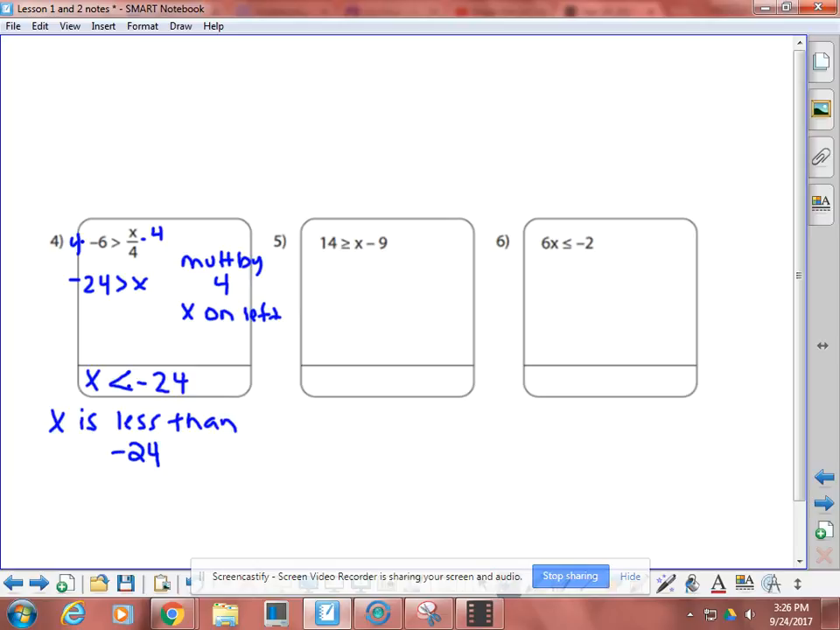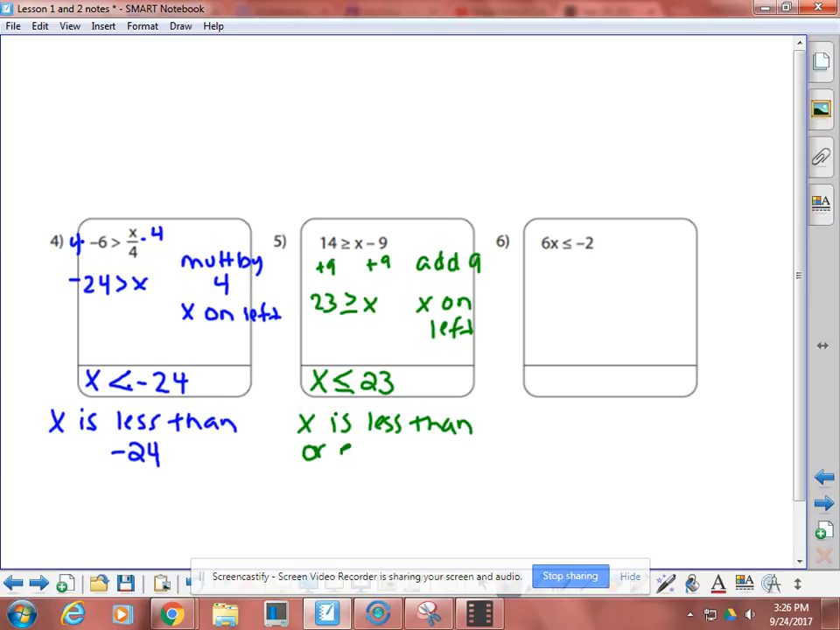Okay, number 15. First thing I want to do is add 9. When I do that, I'm going to get 23 is greater than or equal to x. Then I want x on the left. So then I get x and 23. The 2 dots were facing the 23, so they're going to continue to face the 23. So x is less than or equal, because that's what that line underneath means, to 23.